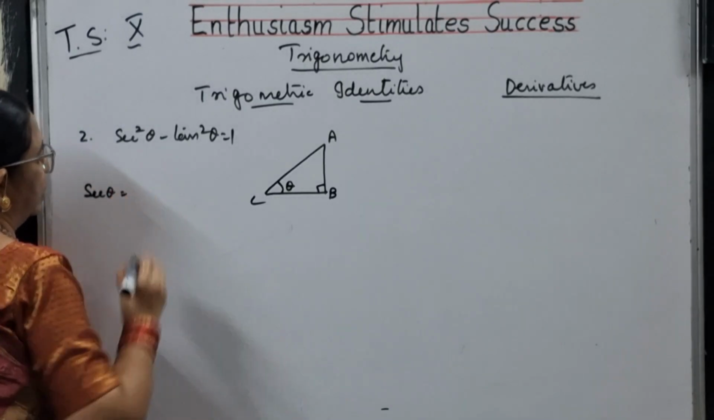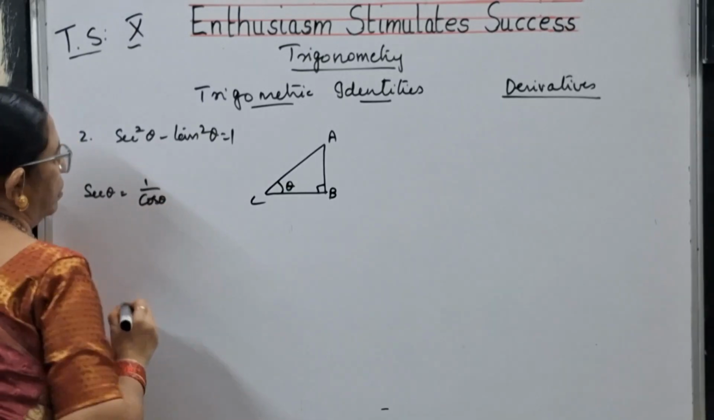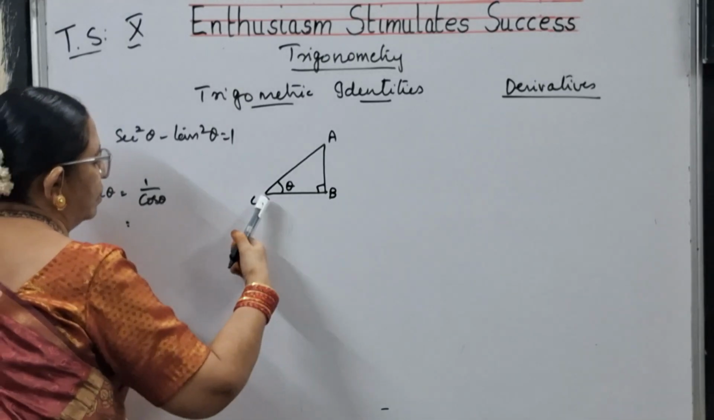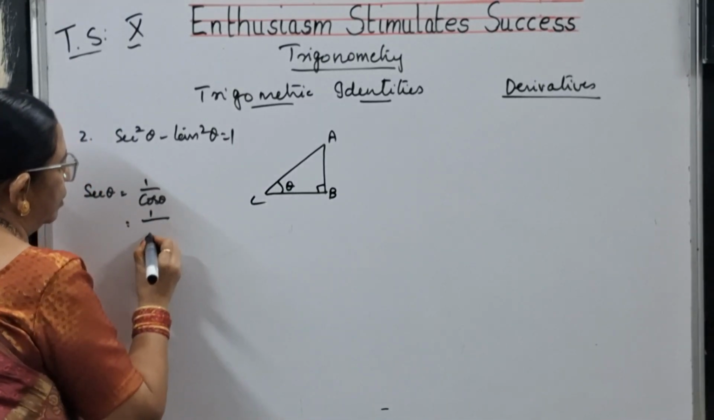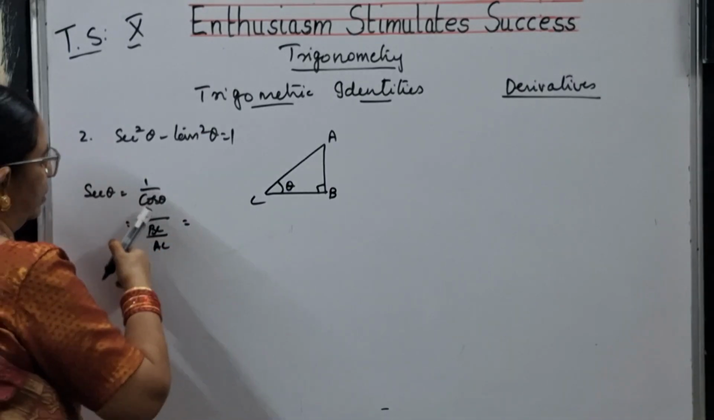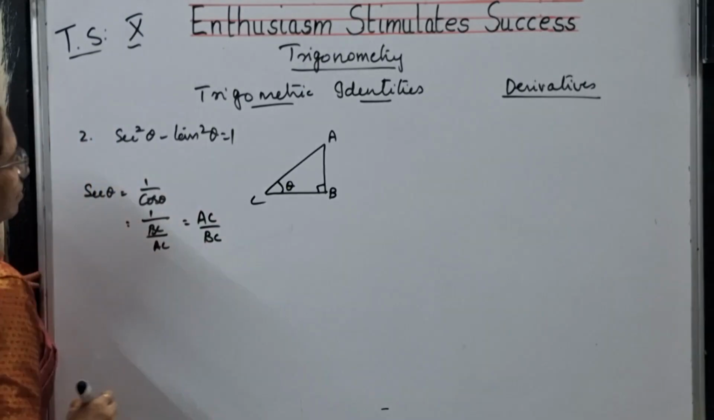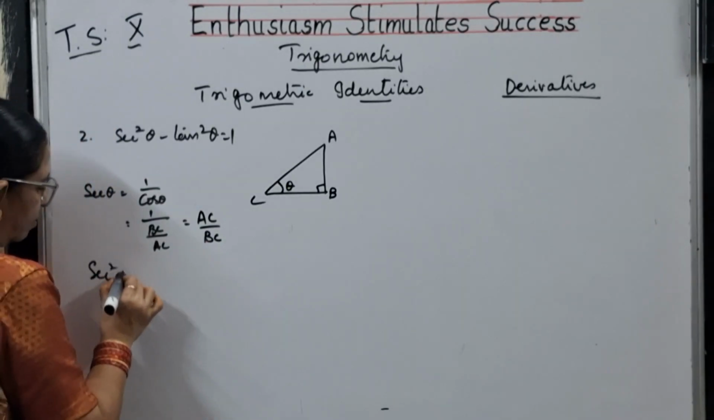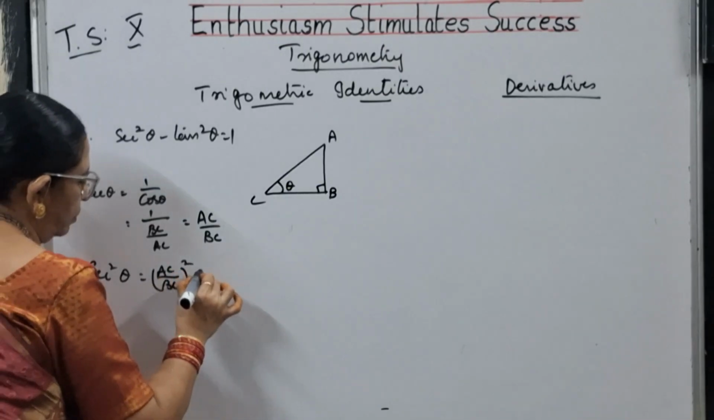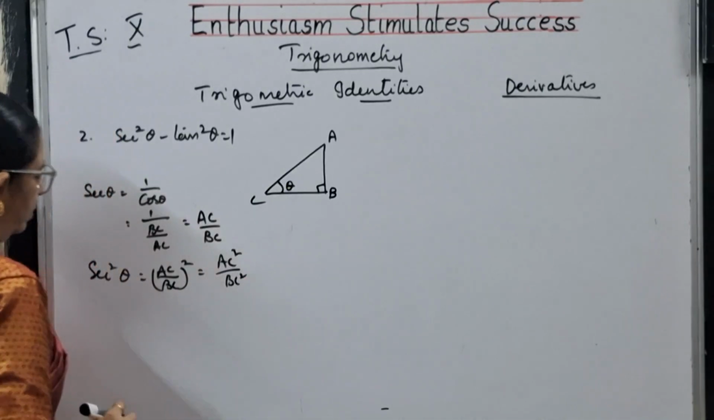So what is secant theta? Secant theta is 1 by cos theta, the reciprocal of cos theta. Cos theta is BC by AC, so 1 by BC by AC gives you AC by BC. This is secant theta. So what is secant square theta? AC by BC whole square, that is equal to AC square by BC square.